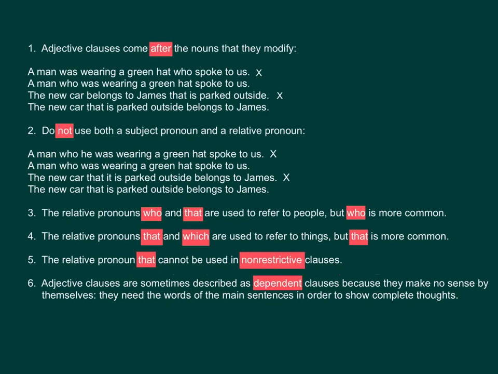The relative pronoun that cannot be used in non-restrictive clauses. Adjective clauses are sometimes described as dependent clauses because they make no sense by themselves. They need the words of the main sentences in order to show complete thoughts.